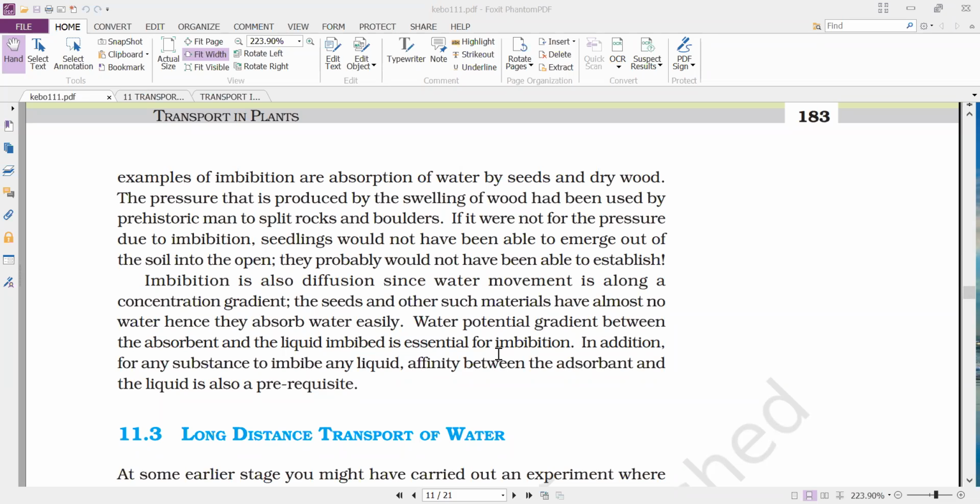In addition, for any substance to imbibe any liquid, affinity between the adsorbent and the liquid is also a prerequisite. The affinity should be there. That means the binding capacity of that liquid with the adsorbent is very, very important here. Then only they can bind very tightly and exert some pressure, so that they can help in different ways.